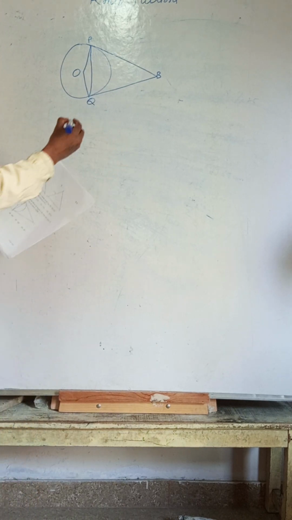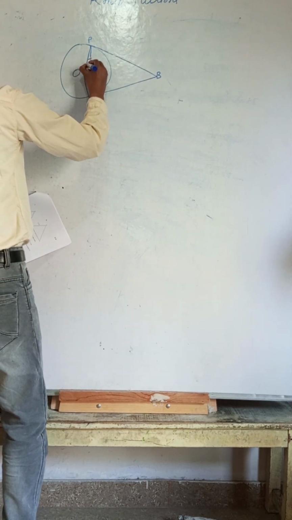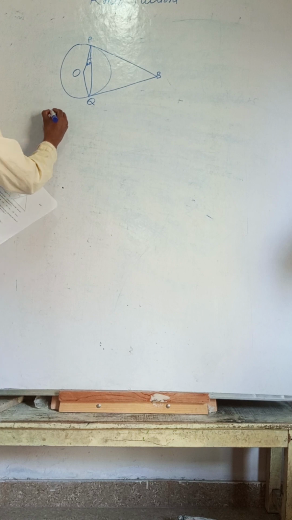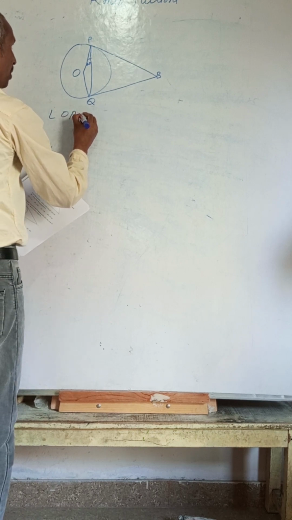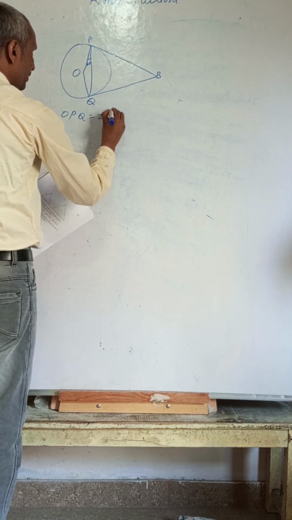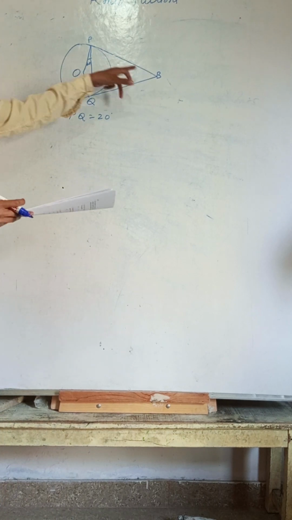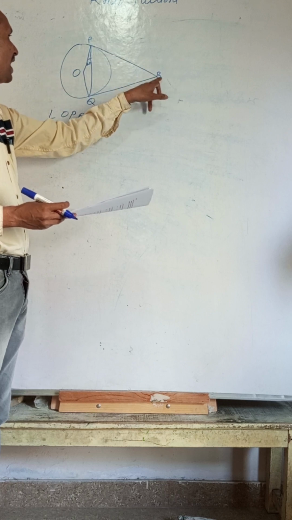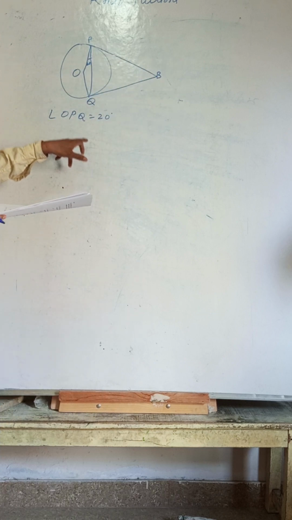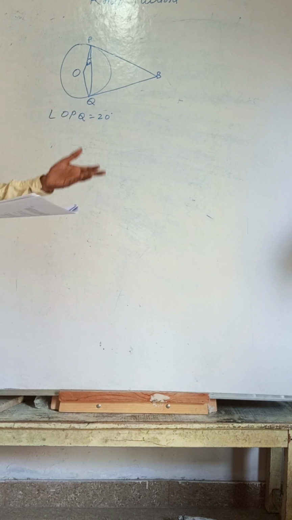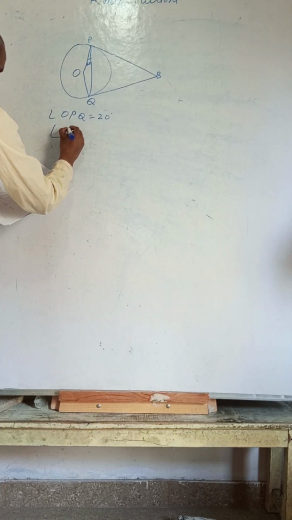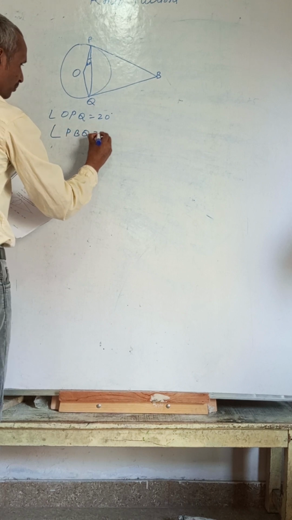In that it is given angle P is equal to 20 degree. Angle P, that is BPO, otherwise OP. Angle OPQ is equal to 20 degree, given. These are the two tangents, PB and BQ, and OP and OQ are the radii. You know radii are always equal. Then you are going to find the angle PBQ.